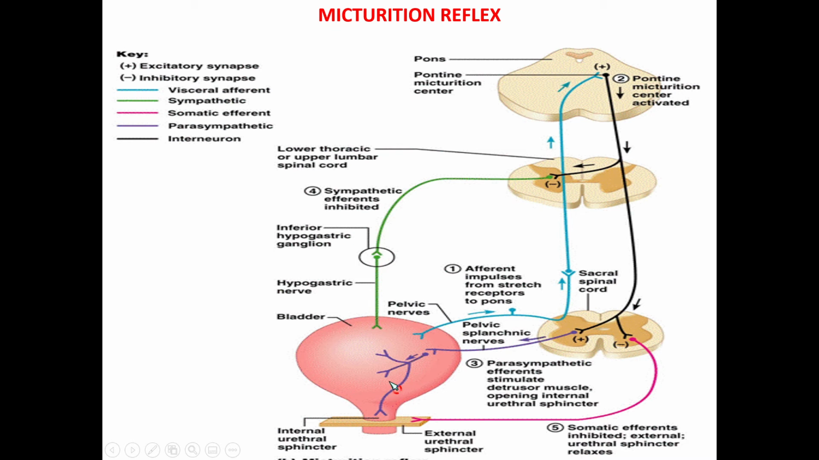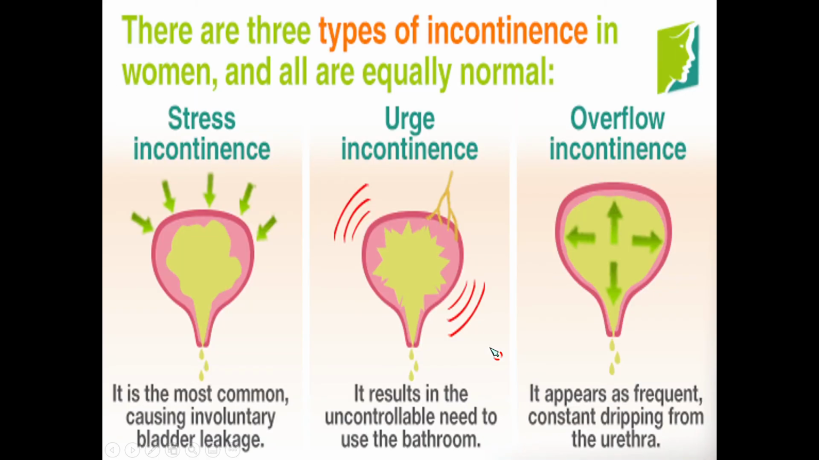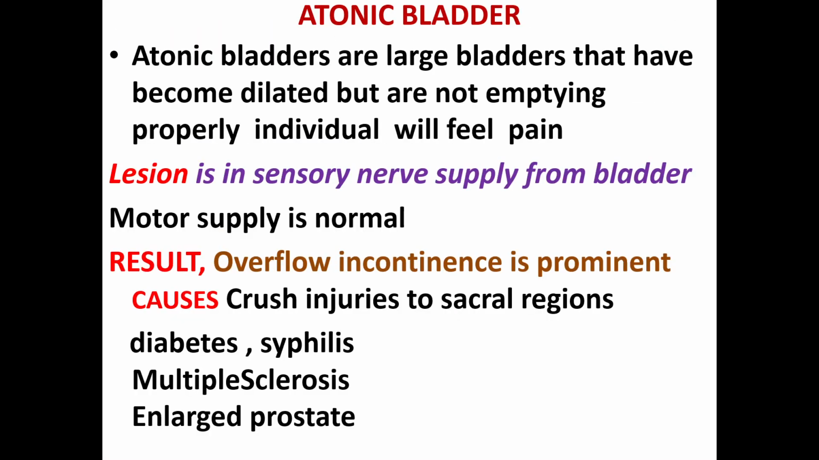You can say it is overflow incontinence. Incontinence means you can't control the micturition. So the lesion is in this area, and not in this area. This area, which is the motor fiber, usually remains normal. Atonic bladder: a large, dilated bladder.